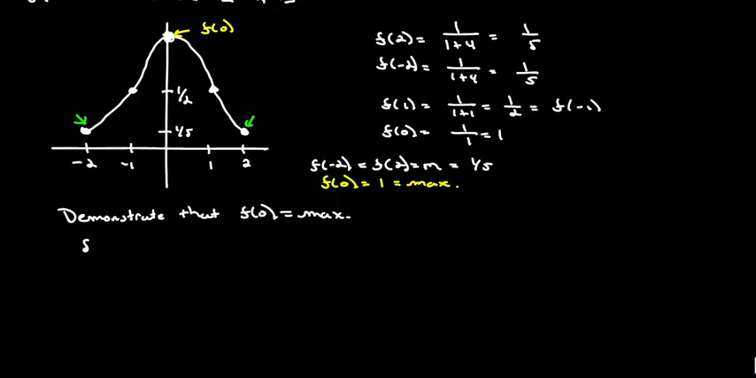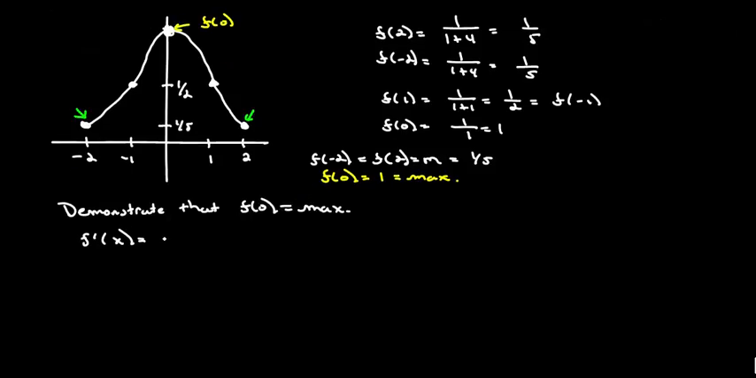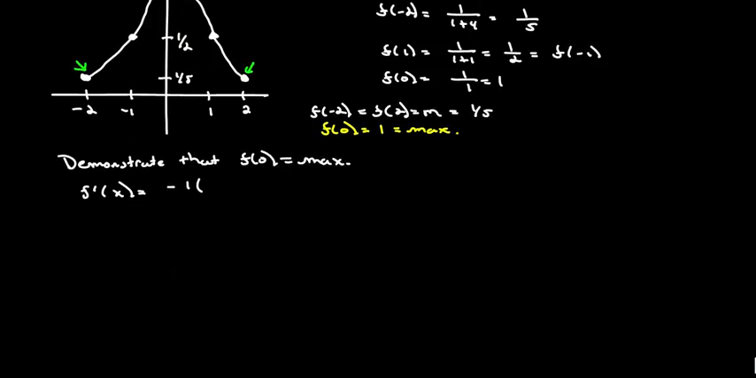And so we know that f prime of x, so we have to take the derivative of this. It's low times the derivative of the numerator, which is 0, minus the numerator times the derivative of the denominator, which is 2x, over the denominator squared. So that gives you negative 2x over 1 plus x squared, squared.